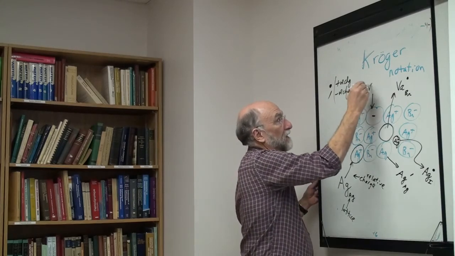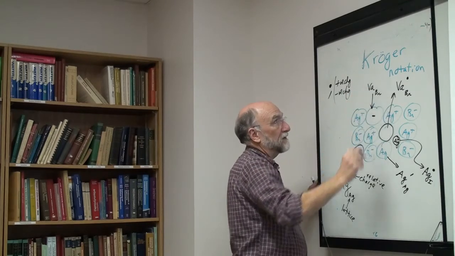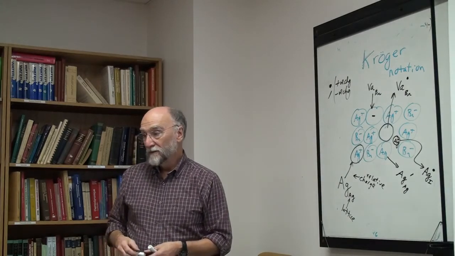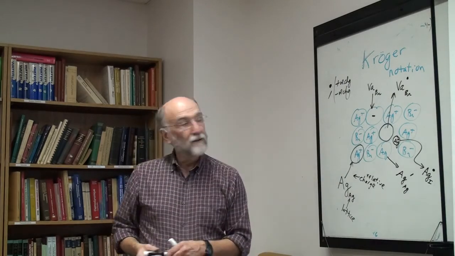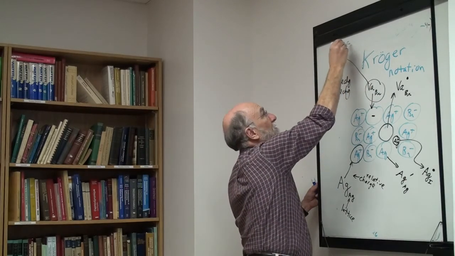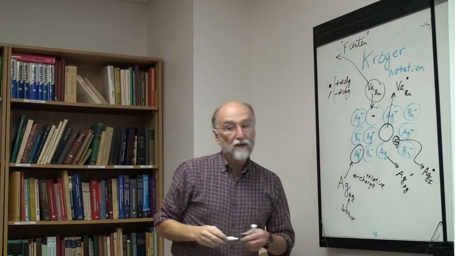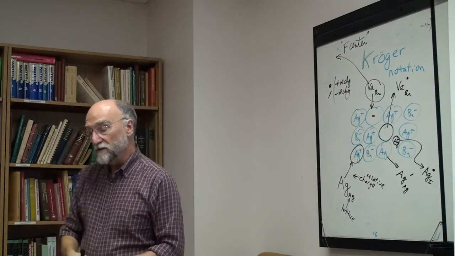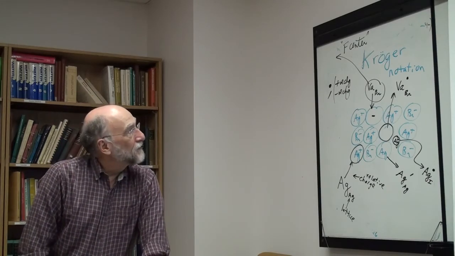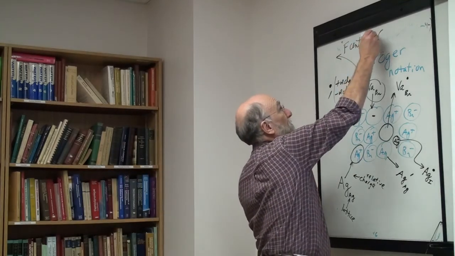This would be a vacancy on the bromine site, and it has no charge relative to what is normally there. And this thing here actually is called an F-center. An F-center is a trapped electron on a negative ion vacancy in an ionic salt. F is the German word for Farbe, which means color, so this is called the color center.